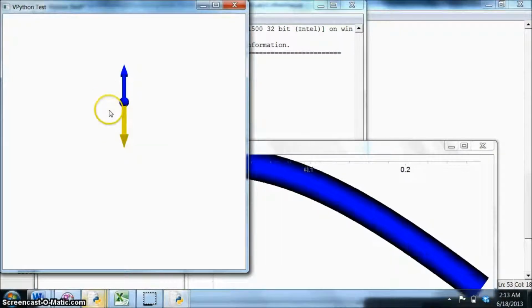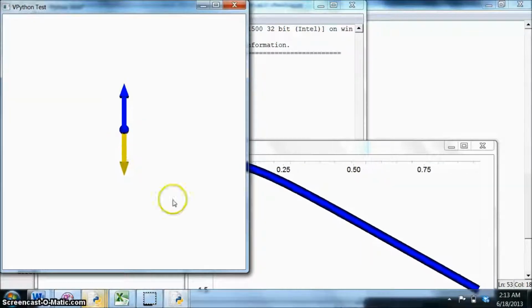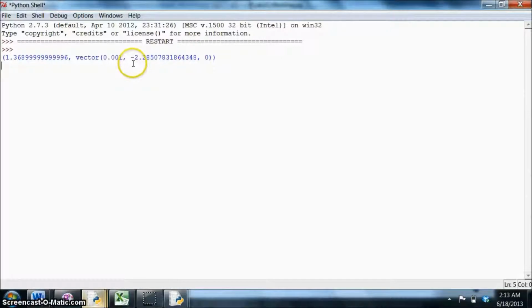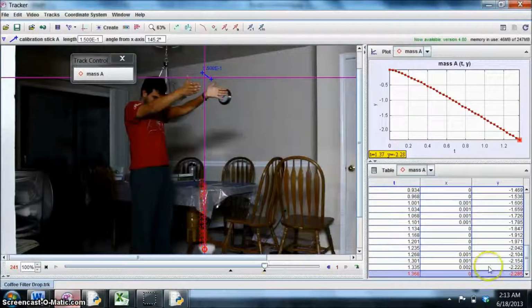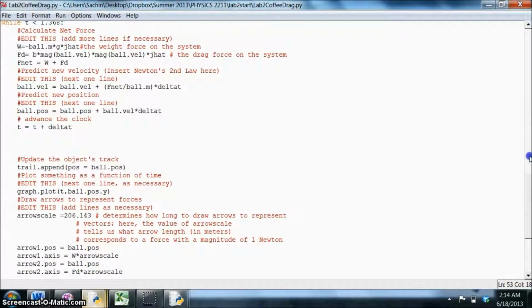So the yellow arrow represents the weight force, the blue arrow represents the drag force, and the object falls in the negative y direction. So this value here is negative 2.285, and that's the final position that we see here in tracker. And that means my B constant drag coefficient is correct.